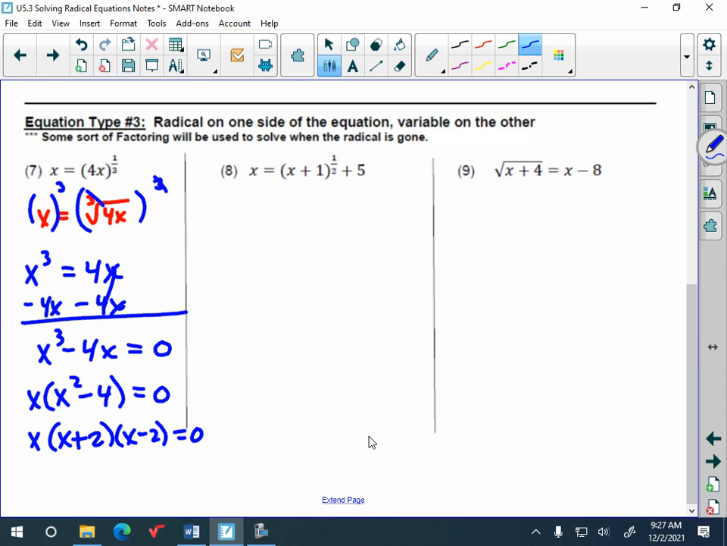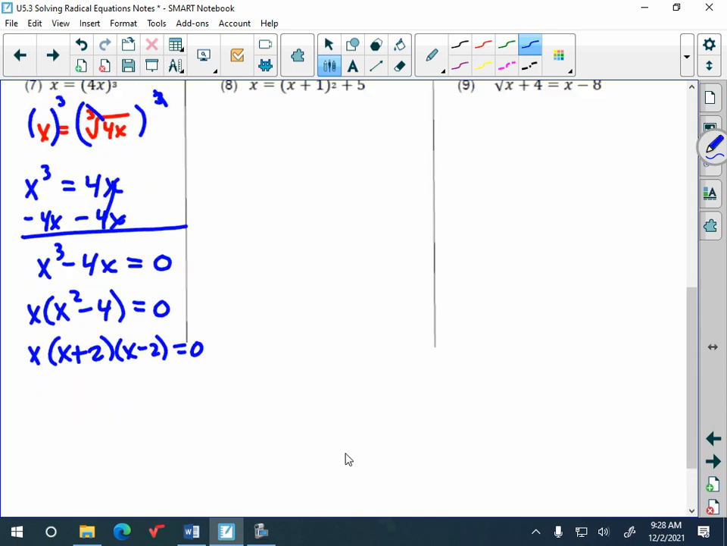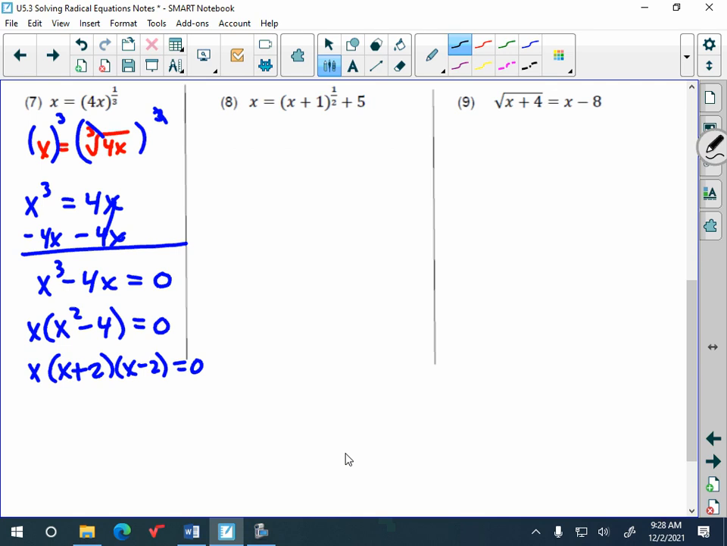Now we just set those factors equal to 0 and solve it. All right, so if we set x equal to 0, we get 0. If we set x plus 2 equal to 0, we get negative 2. And if we set x minus 2 equal to 0, we get x equals positive 2. All right, so we have 3 possible solutions to this problem.